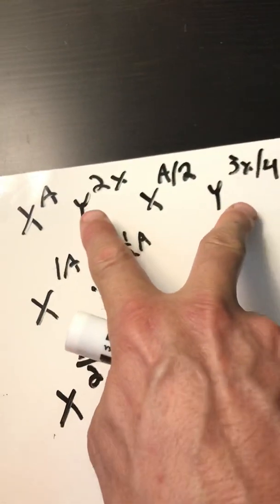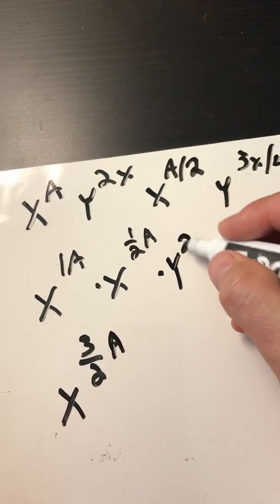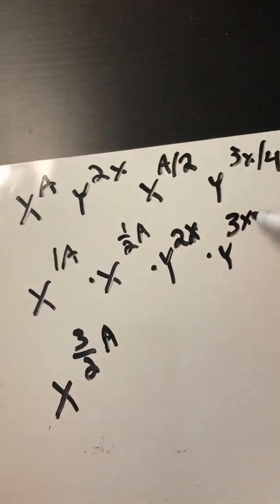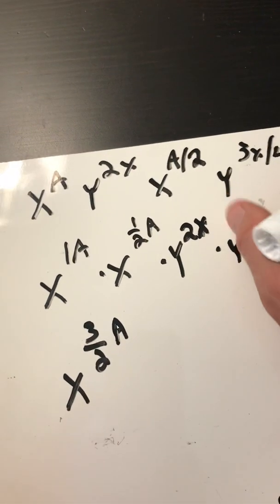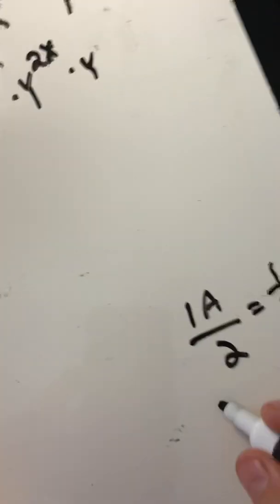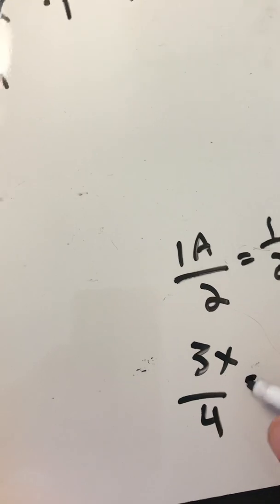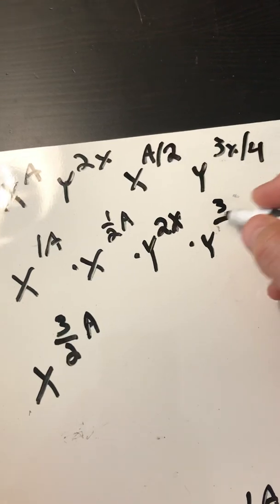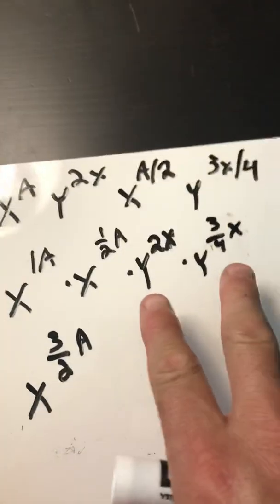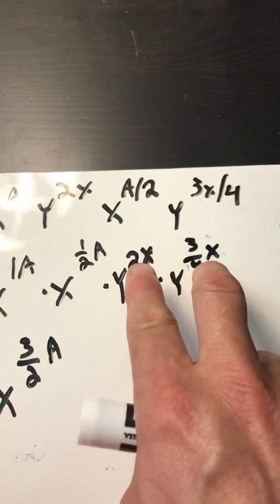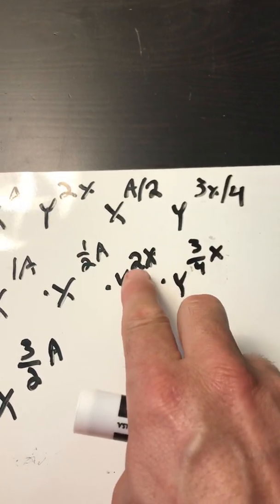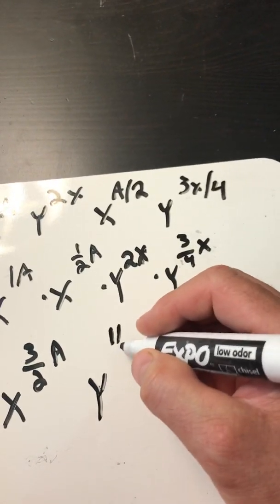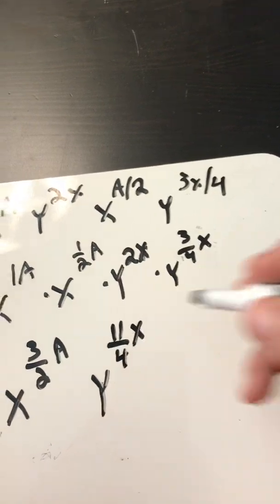Now how about y? You have y to the 2x times y to the 3x over 4. Well, 3x over 4, isn't that the same as 3/4 x? Yes, it is. So 2x plus 3/4 x, man, that's simple. You got a common denominator. That's 8 over 4x plus 3 over 4x, which is 11 over 4x.